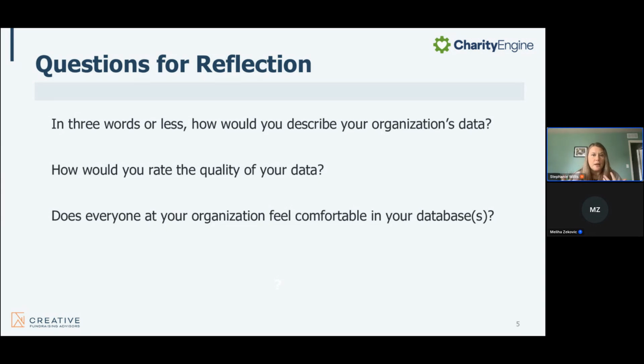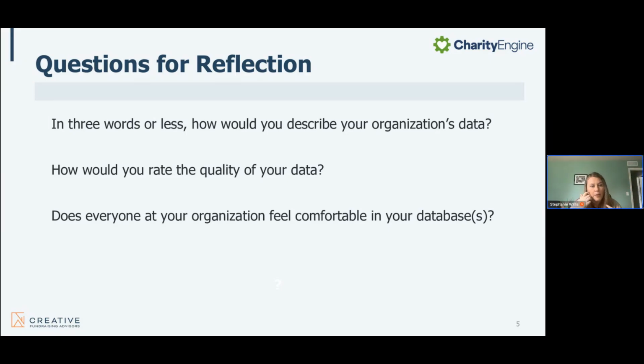Maybe everything is sound, but system fields don't make sense, or there's a lot of institutional knowledge. Is the quality of your data actionable? And the last thing, which is really key, is does everyone feel comfortable in your database? There is a whole separate part of my consulting work where I go in and ask, are you in the right system? Or, are you maximizing the use of your system? So be thinking about that.